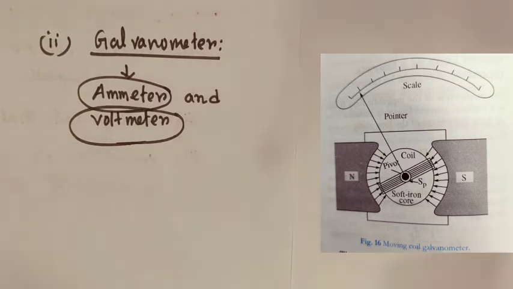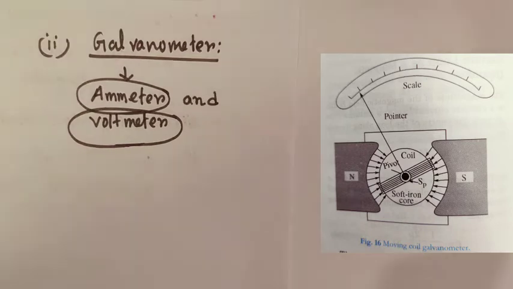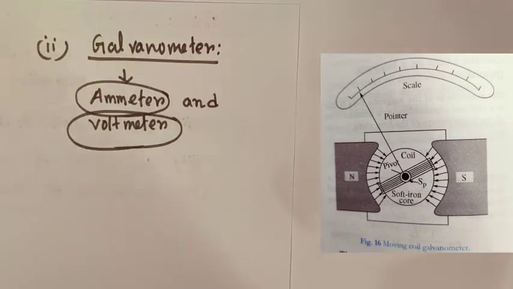Okay. Now you can see from this figure, the principle used is that a current carrying coil suspended in a uniform magnetic field experiences a torque which balances the restoring torque produced by the twisting of the suspension spring. And what are the important components? You can see from this figure, important components of a galvanometer are shown.